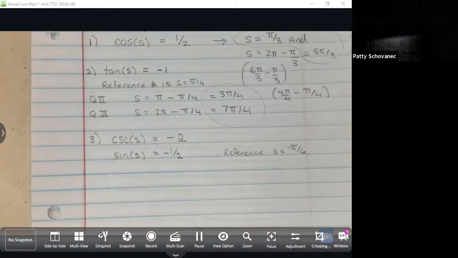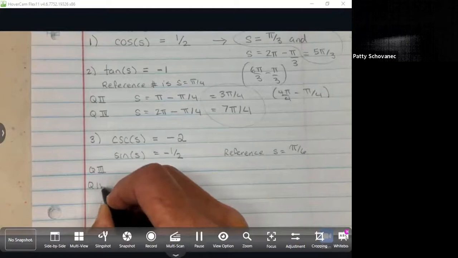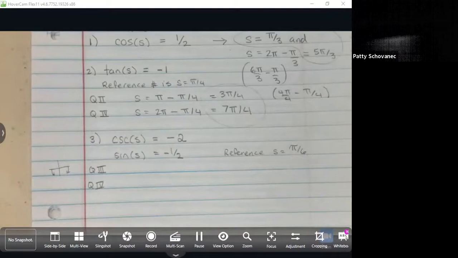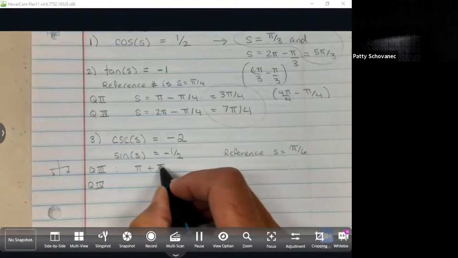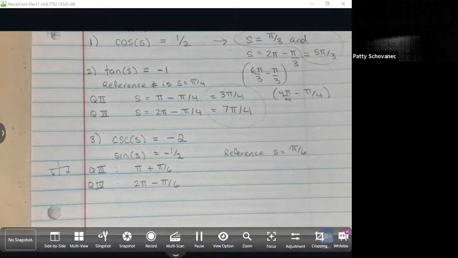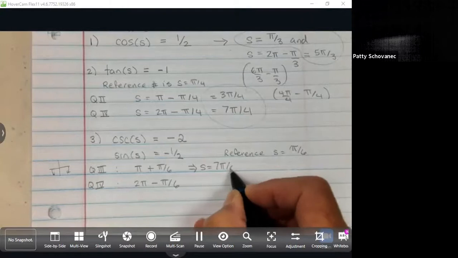Now we have to figure out the appropriate quadrants. In which quadrants is the sine going to be a negative number? 3, and 4. So we need our solution values for S to be in quadrant 3 and in quadrant 4. So to get the one in quadrant 3, we add S to pi. To get the one in quadrant 4, we subtract from 2 pi. So quadrant 3 is pi plus pi over 6. Quadrant 4 is 2 pi minus pi over 6. All right, pi plus pi over 6 is? 7 pi over 6. And 2 pi minus pi over 6? Good.